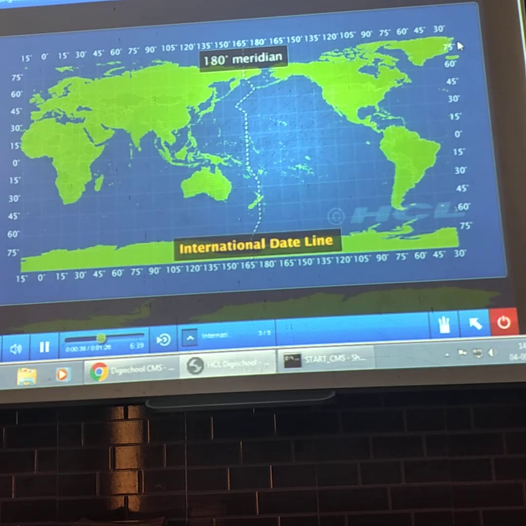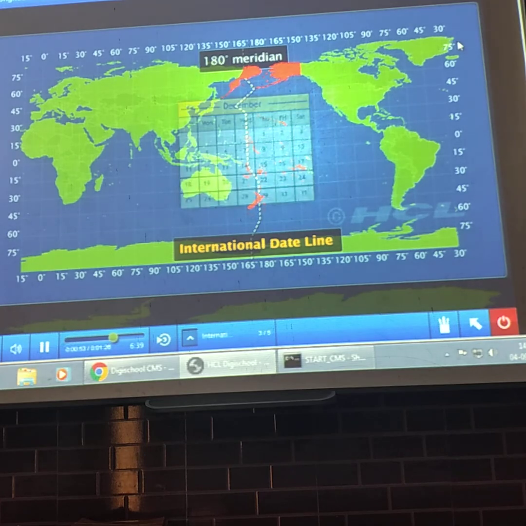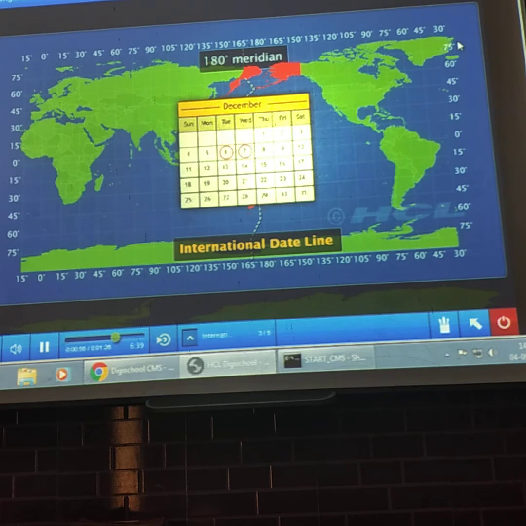Notice this line is not a straight line, but a zigzag line that enables it to avoid crossing any landmass. This is because if this line passes through a landmass, then that landmass would have 2 dates at the same time, which is practically impossible.